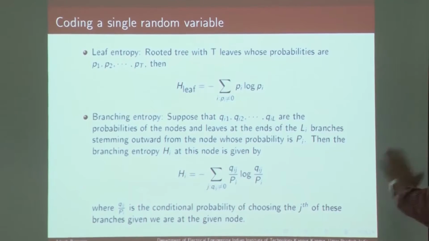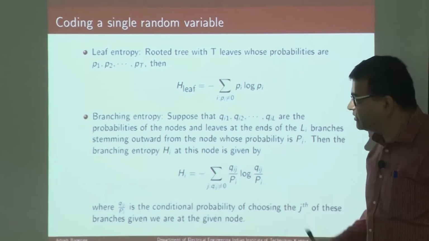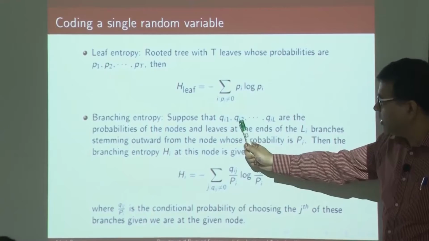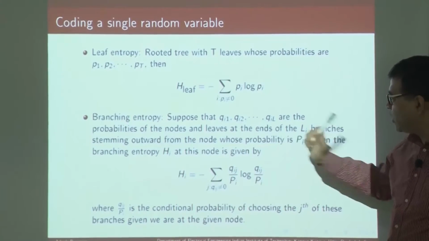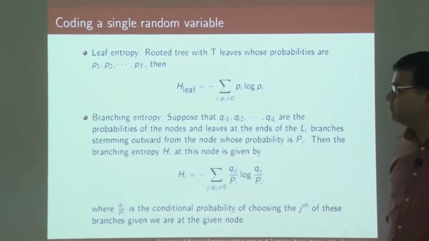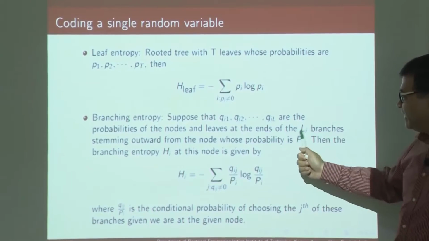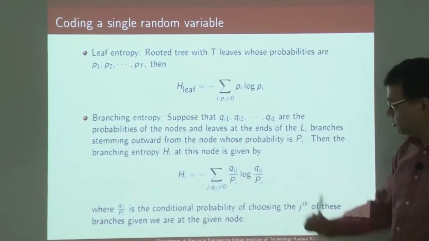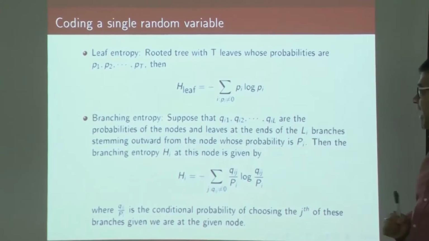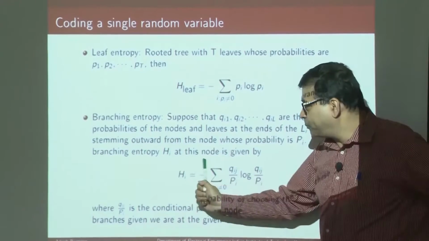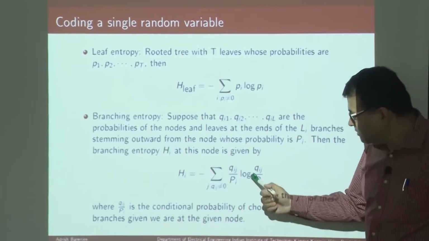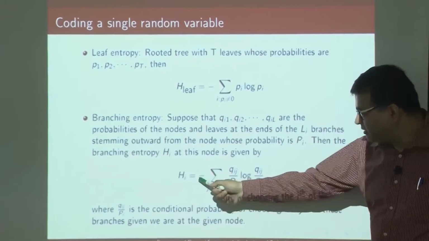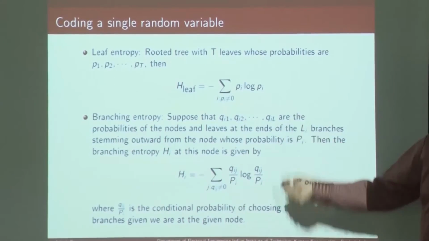Okay, now let us look at this definition of branching entropy. Suppose qi1, qi2, qi3, ..., qil are the probabilities of the nodes and leaves at the end of li branches stemming outward from a node whose probability is pi. Then the branching entropy of this node is given by minus the sum of qij by pi times log qij by pi, summed over all the branches.